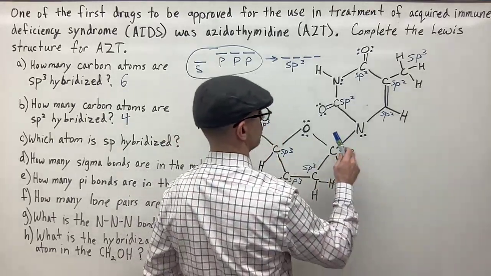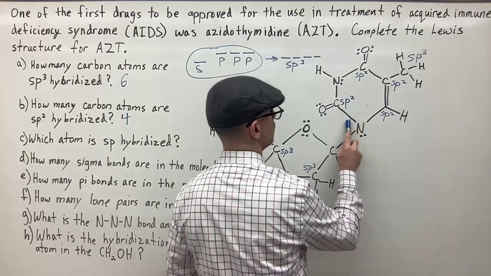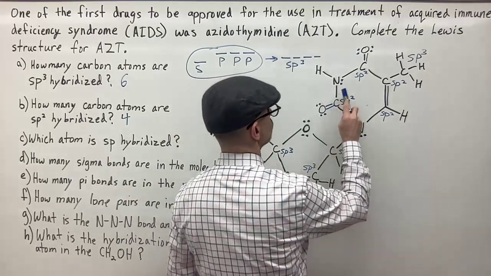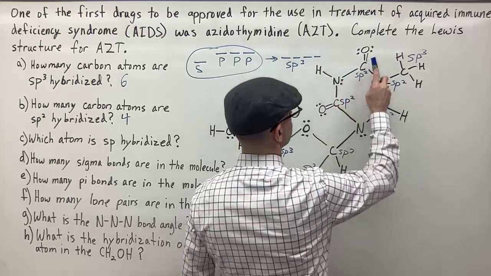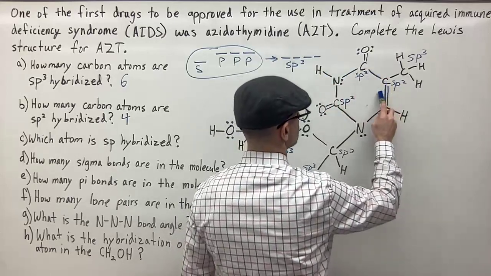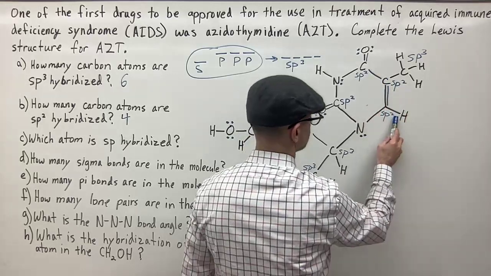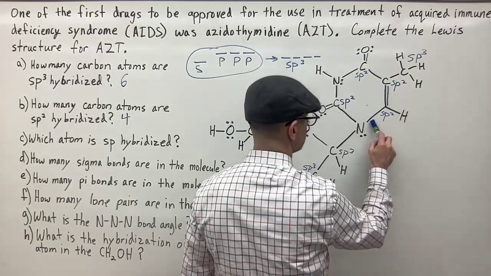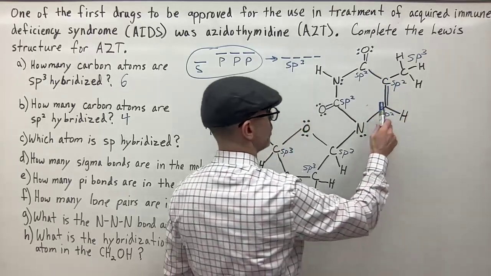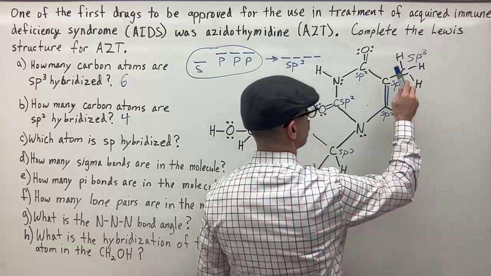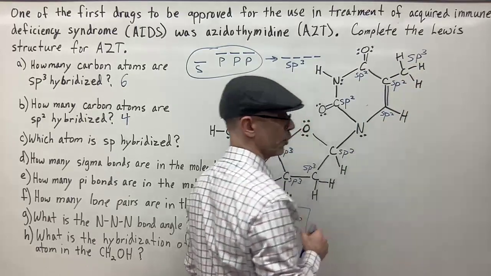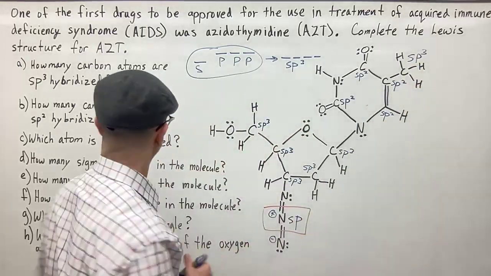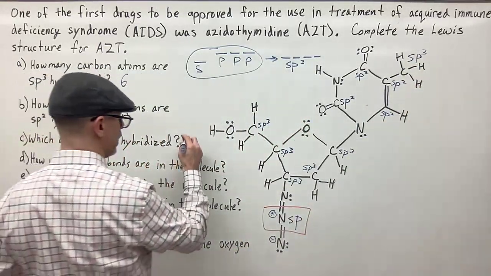So then this is going to be 20, 21, 22, 23, 24, 25, 26, 27, 28, and 29. And then come back up here, 30, 31, 32, 33. So 33 sigma bonds, if I counted correctly.